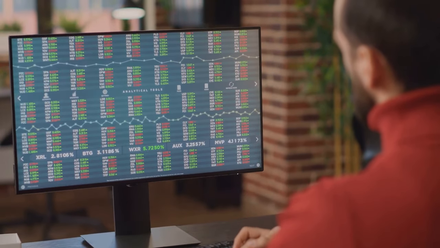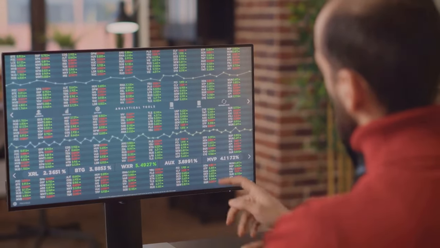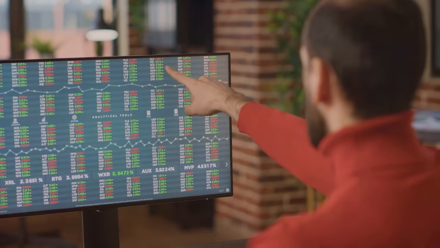These entry signals are not a guarantee of success, but they do give us a statistical edge. Remember, trading is all about playing the probabilities. By adhering to these criteria, we align ourselves with the most likely outcome.